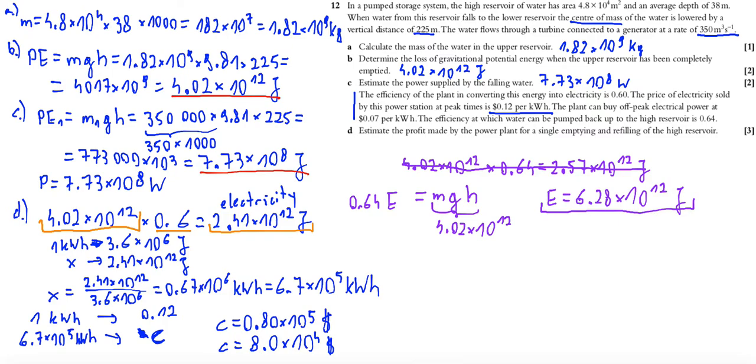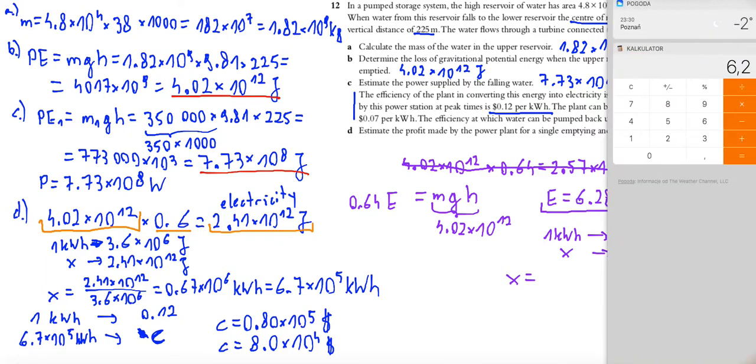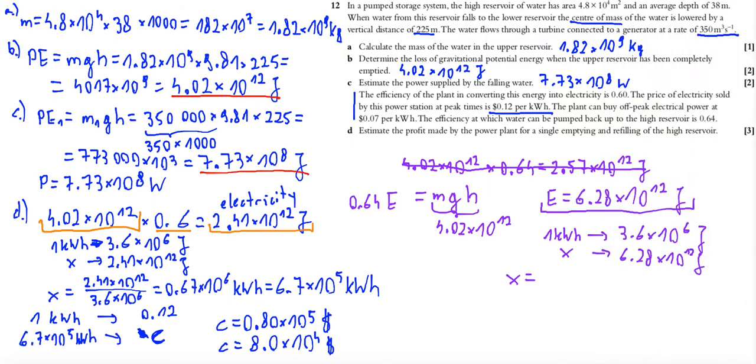And now, how many kilowatt hours is it? Again, the same proportion. 1 kilowatt hour is 3.6 times 10 to the power of 6 of joules. And how many kilowatt hours is 6.28 times 10 to the power of 12 of joules? Simple proportion, multiply and divide, 6.28 divided by 3.6 gives 1.74 times 10 to the power of 6 of kilowatt hours. So this is amount of energy needed to pump it up.